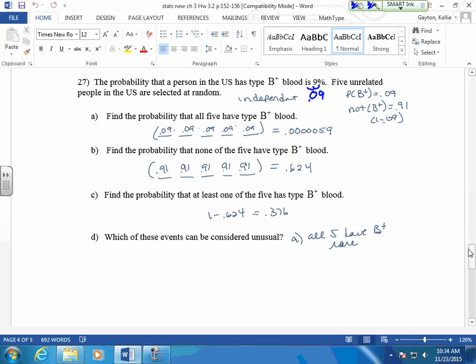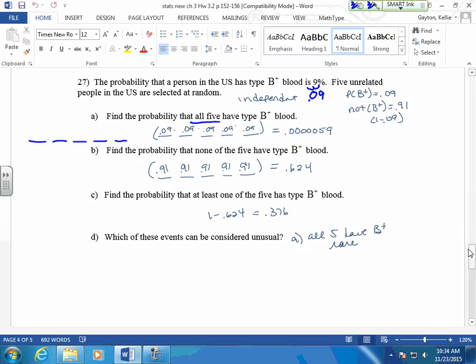5 unrelated people in the United States are selected at random. You didn't want them related because their chances of having the same blood type will increase if they're related, won't they? So you really wanted to keep this random. So there's where your 5 unrelated people came from. Find the probability that all 5 have blood type B positive. Lay out your 5 lines.